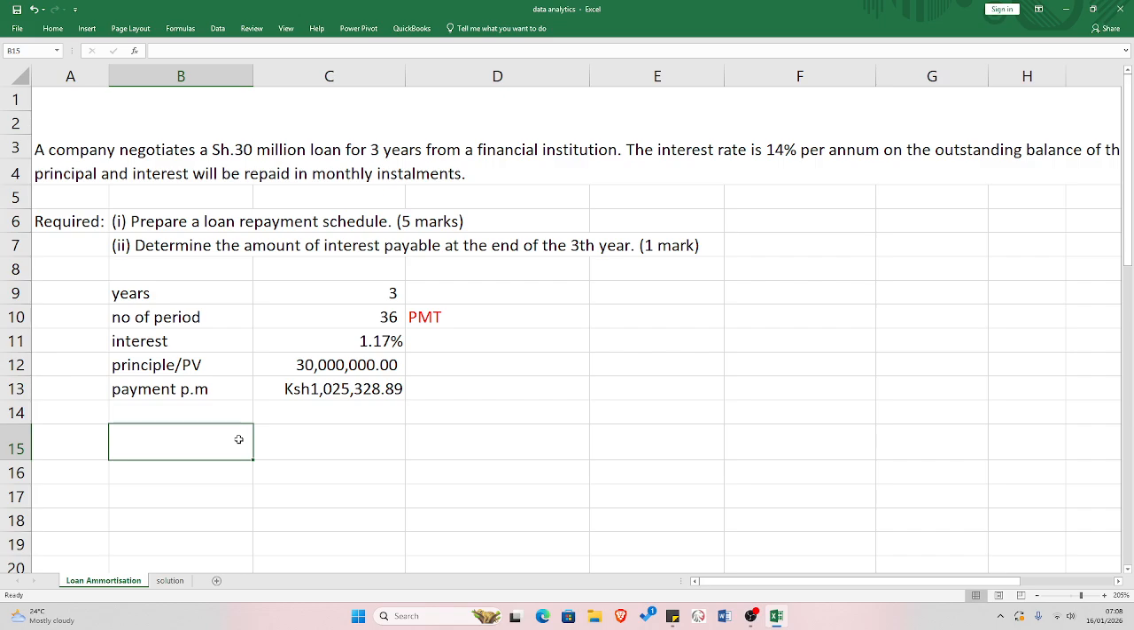So we need now to form a table to describe what we're saying. We can have the period here, and then here we can have the opening balance. Here we can have the interest, and what is our interest? I hope you know that the interest is 14, but as we speak, the interest is now monthly. So we're going to look at how to handle it.